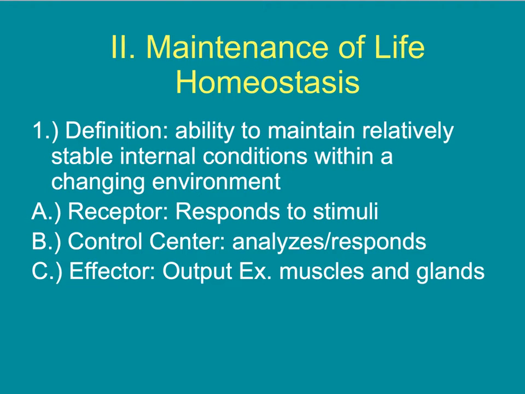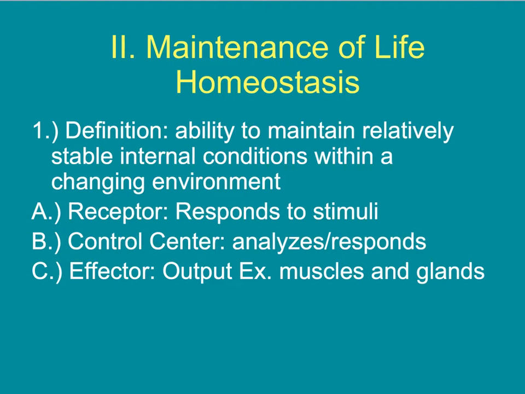We briefly talked about homeostasis before, which is the body's ability to maintain a relatively stable internal condition within a changing environment. So this is things like your blood pressure, your temperature, okay? What actually happens is a lot of times something needs to respond to a stimulus. It goes to the control center, which is either in your spinal cord or in your brain, which is going to analyze the stimulus and thus respond to it. And then once it makes a decision on how to respond, it's done via something called an effector, which is either a muscle or a gland.